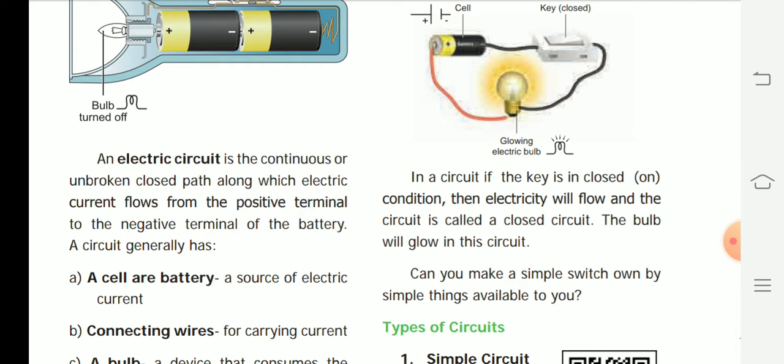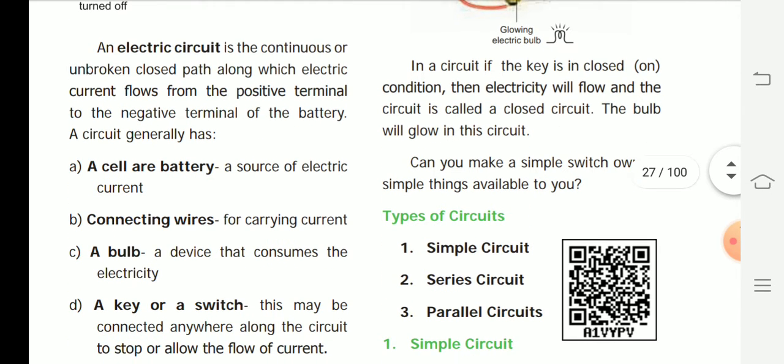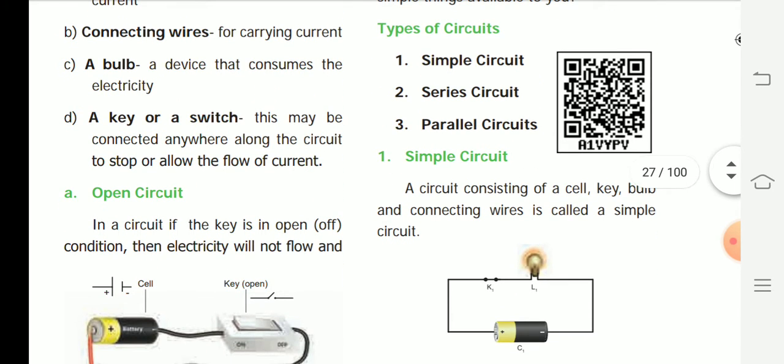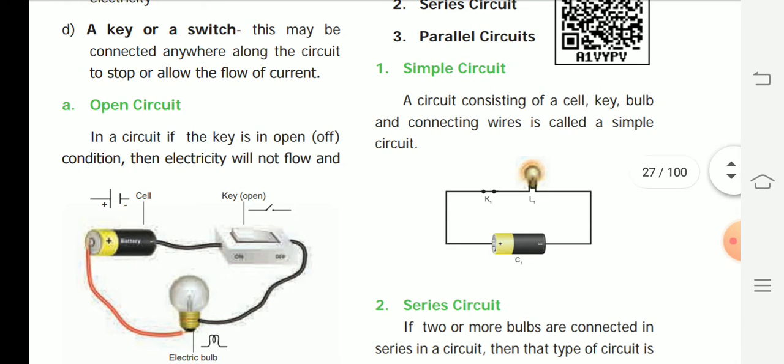Okay, next one, types of circuits. Number 1, simple circuit. Number 2, series circuit. Number 3, parallel circuit. What is a simple circuit? A circuit consisting of a cell, key, bulb and connecting wires is called a simple circuit. This is called a simple circuit.